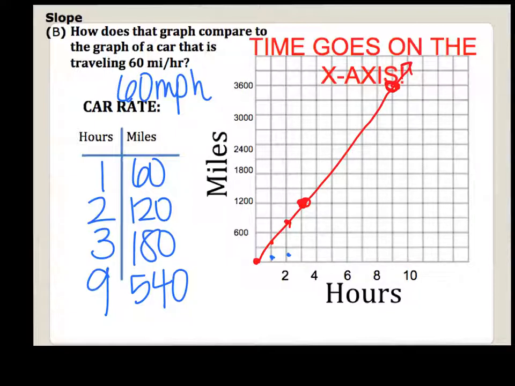Same thing with 3. Okay, very shallow graph here. And then even at 9, we're at 540. So we're just barely getting almost up to that 600 mark. And then again, if we didn't go anywhere, we would be at 0, 0. So here's our graph for our car. And that is very shallow. We already had our airplane on the same graph.